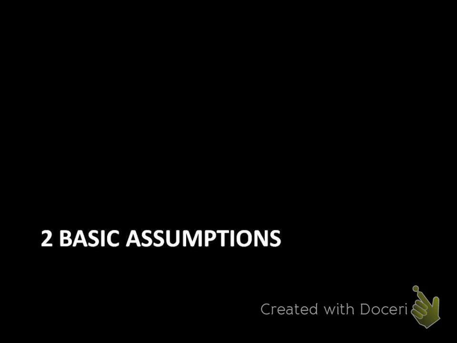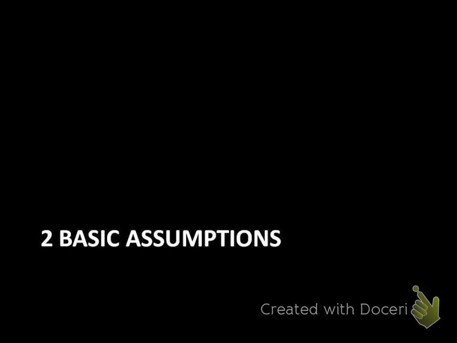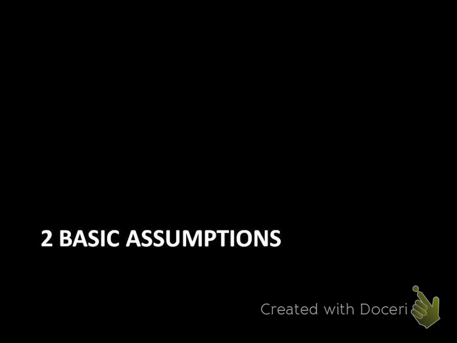We have two basic assumptions. One is that the carrying capacity is going to adapt instantaneously to growth, and then it's going to approach that carrying capacity smoothly. A lot of times it's going to go over or below, but the carrying capacity is like the average. If you look back, this is Daphnia, and you can see that it overshot a little and then comes back.